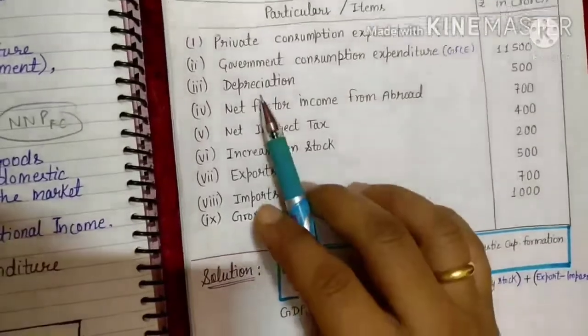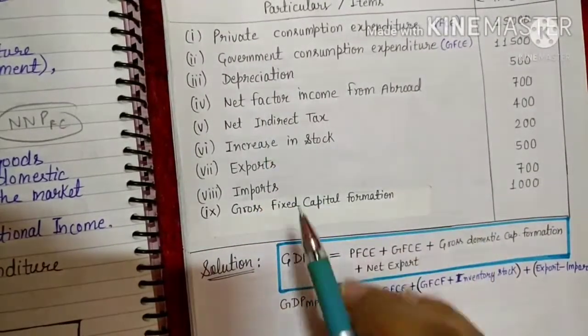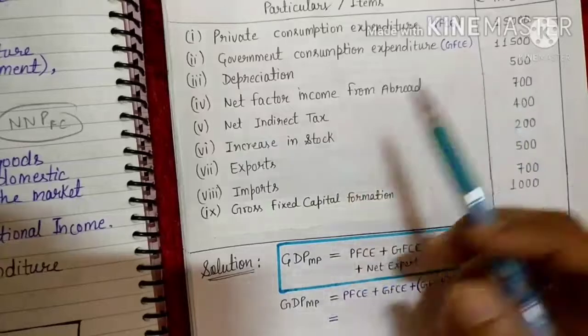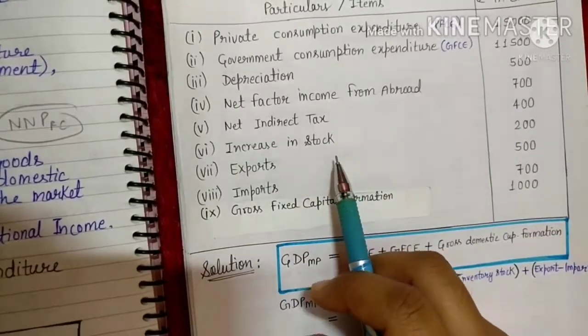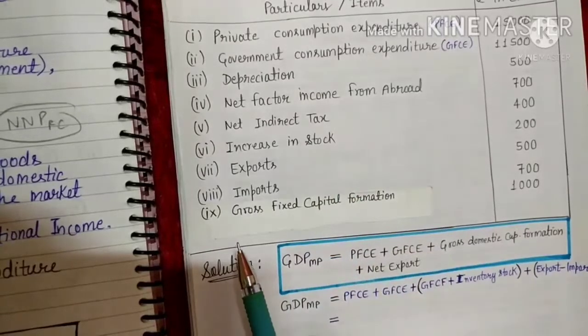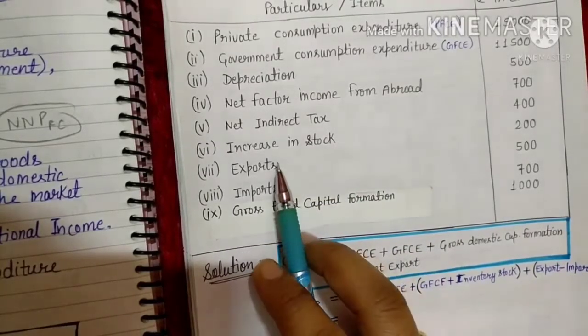Now depreciation we don't need right now, because we are finding GDP at MP first. Net factor income also we don't need, and indirect tax also we don't need right now. Then increase in stock. Now what is this increase in stock here? Just think, where are we using the word stock?